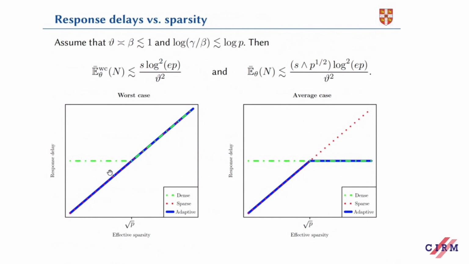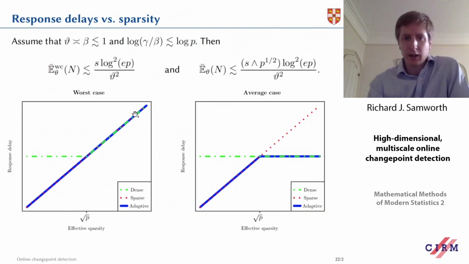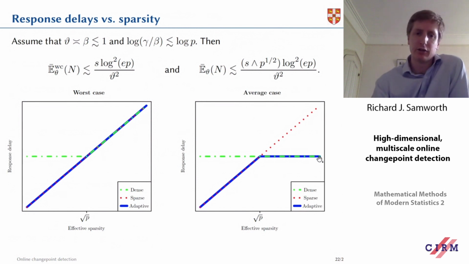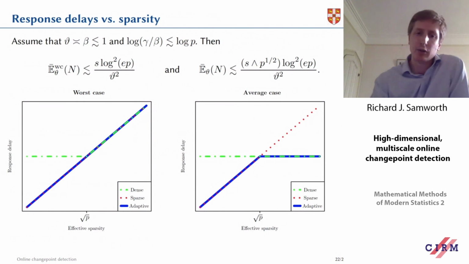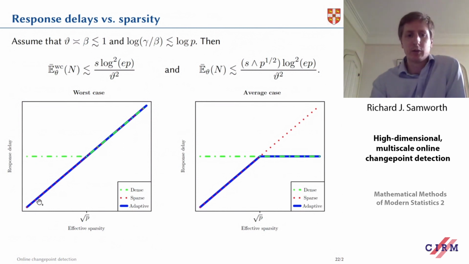So in both cases here, the blue lines are representing our adaptive algorithm, which is the main one I introduced. But there are also sparse and dense versions of the algorithm that look for changes of specific types. And what you can see is that the dense version of the algorithm is unable to take advantage of the sparsity here. It just can't exploit it, at least when the sparsity is smaller than square root of p. It does pay a price in terms of worst case after that.